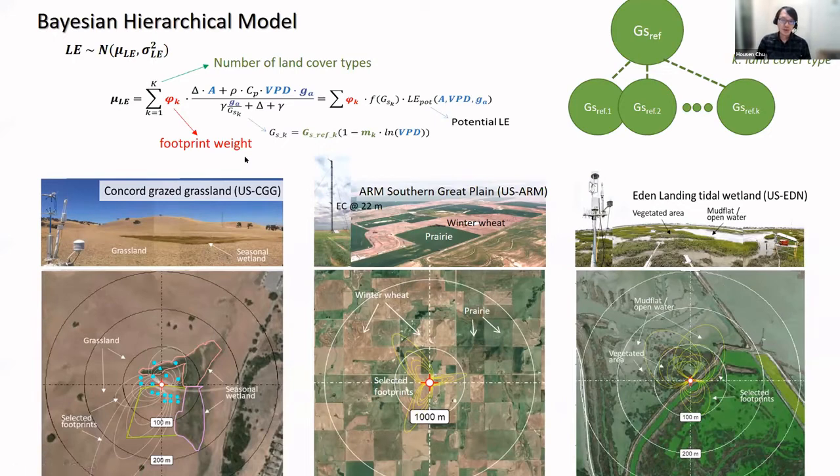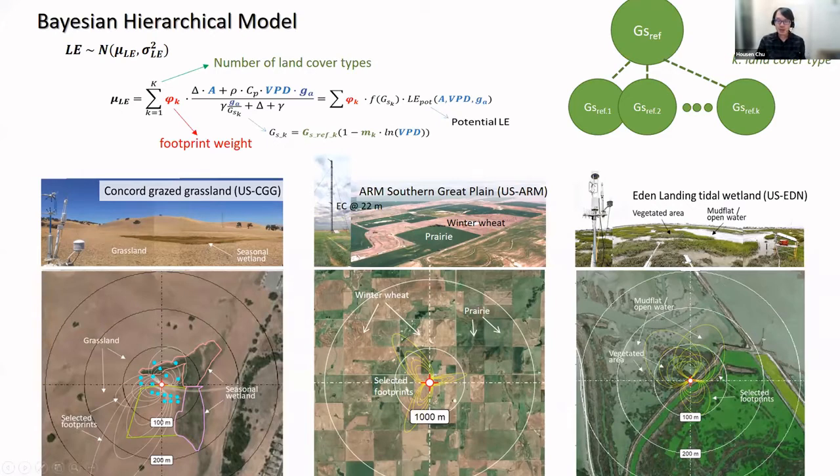For the testing, I'm showing 3 sites here, from the relatively homogeneous, still heterogeneous site, Conquer grassland. This is a grassland with a patch of seasonal wetland. The second one is this high 22-meter tower, where you're seeing a patch of winter wheat compared to prairie. They have different seasonality. And the last one is a very complex case, Eden Landing. It's a tidal wetland. You can see patchiness of the vegetated area and the mudflat within the footprint.